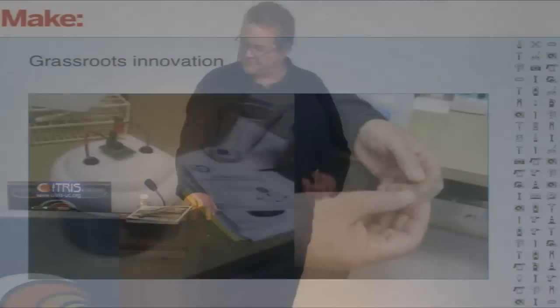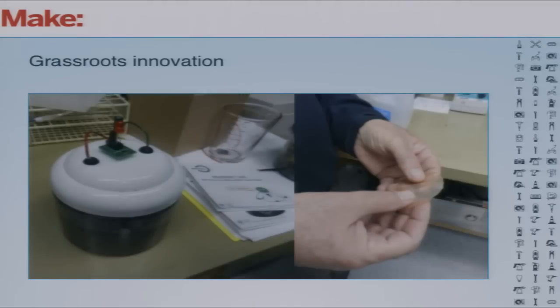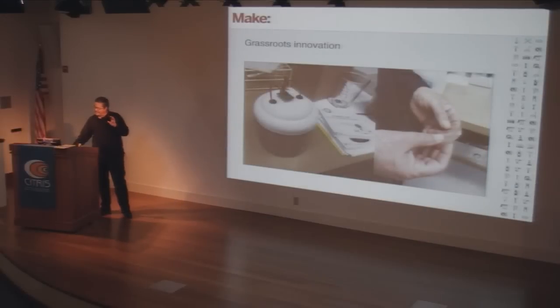Interesting project. This is from the Dallas Makerspace, biofuel cells. The picture on the right is they were growing fabric from bacteria and putting it into small layers, and they hope to make a dress out of it. So in many ways, it's kind of like an open R&D lab, these places.